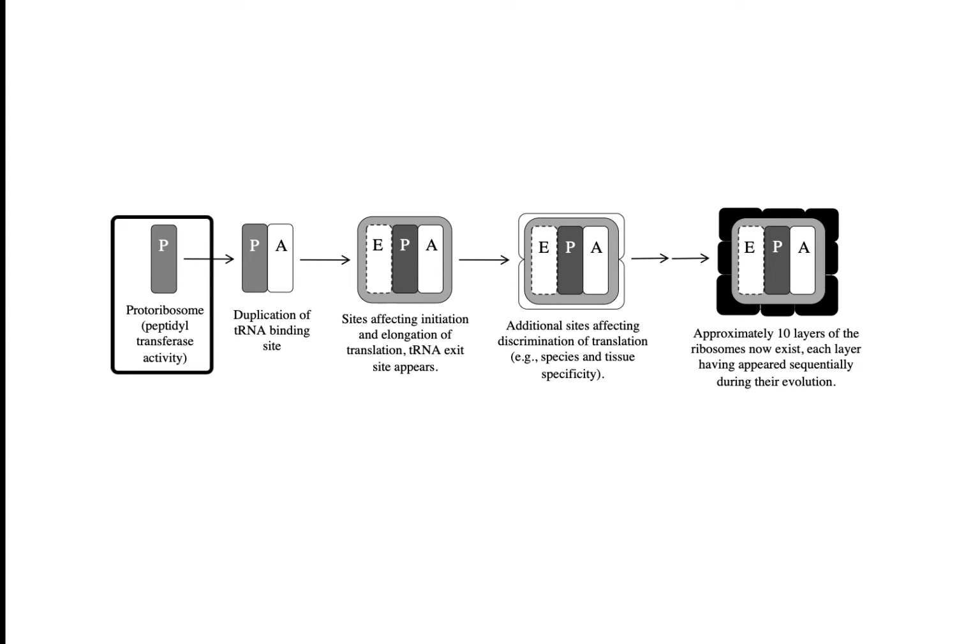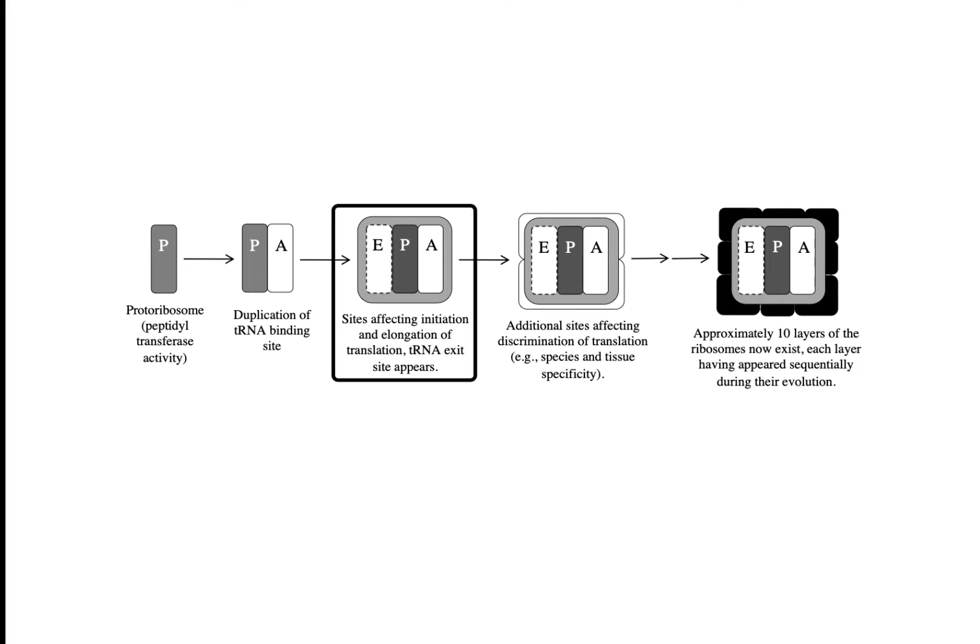And so it looks as if the protoribosome, with the peptidyl transferase activity already, started out just as one site. But this was very inefficient at putting polypeptides together. Sometime in the past, that central part was duplicated, and it consists of about 110 nucleotides. And now you had a P and an A site. So there was a P site to hold the growing polypeptide and an A site to hang on to the new tRNA and amino acid to be added.